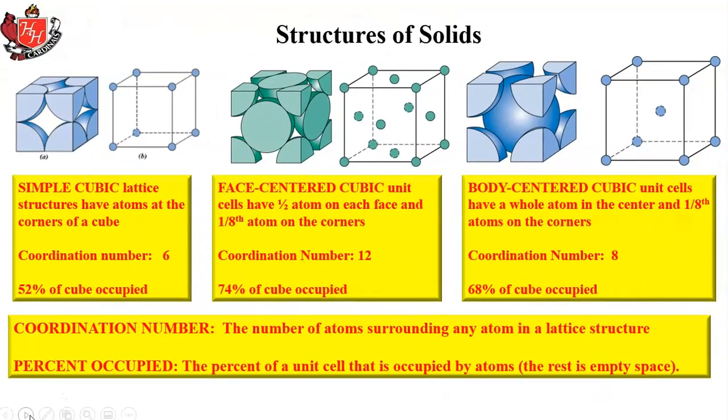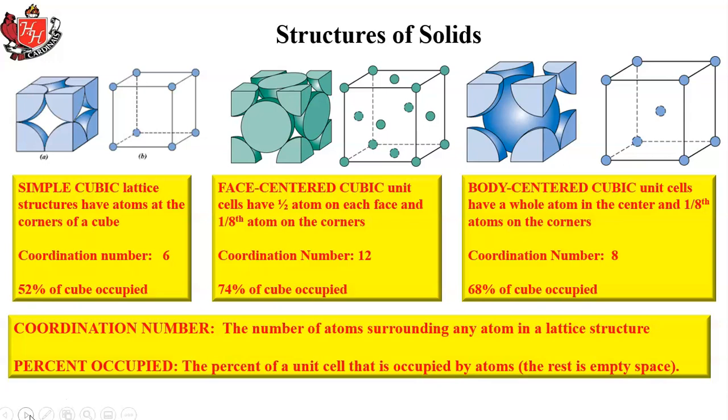So let's take a look at them side by side. Simple cubic lattice structures have atoms at the corners of a cube. So there you see a cube, and it's not really the entire atom or molecule, it's just a piece of it. You can see that they've cut it off. Why have they cut it off like that? Because that forms a unit cell.